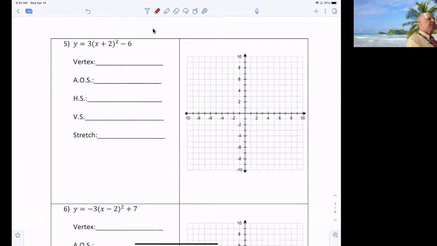15 more seconds. Put your hands down. Check your own work. Should be this fast. Vertex, -2, -6. X equals -2. Shift left 2. Down 6. Stretch 3.